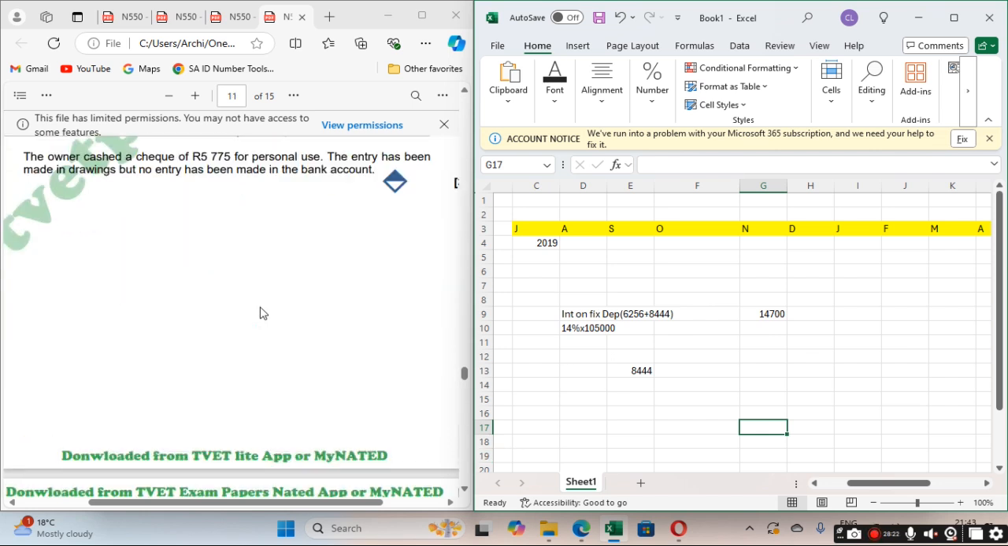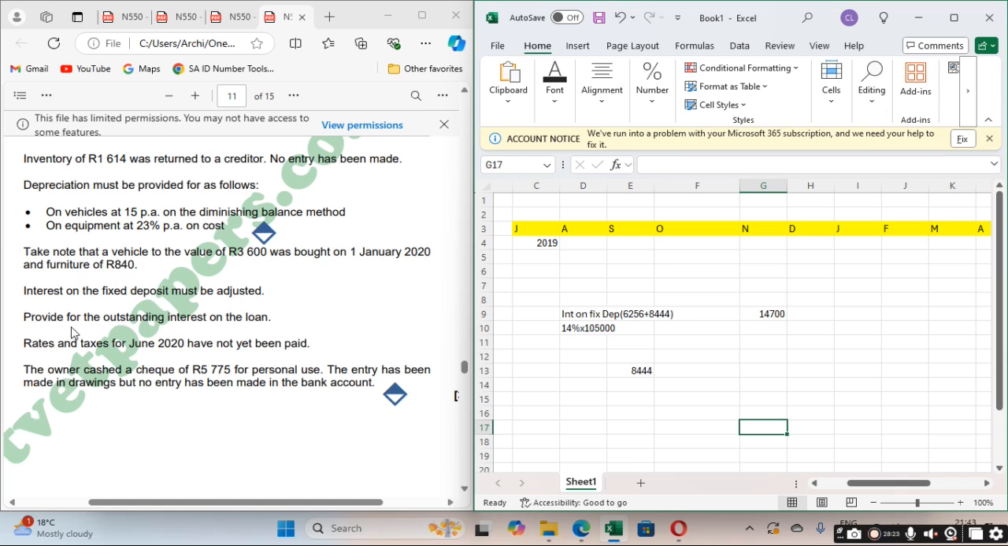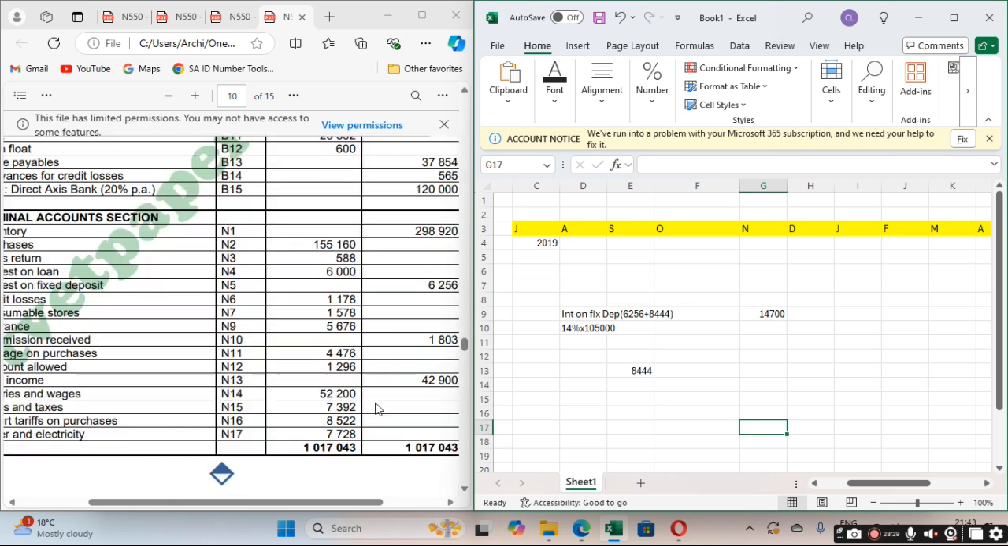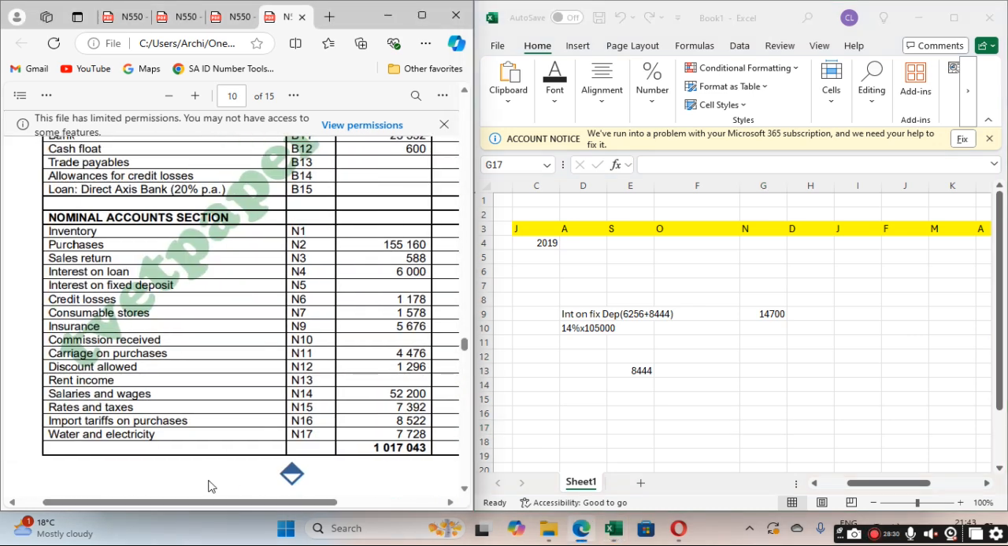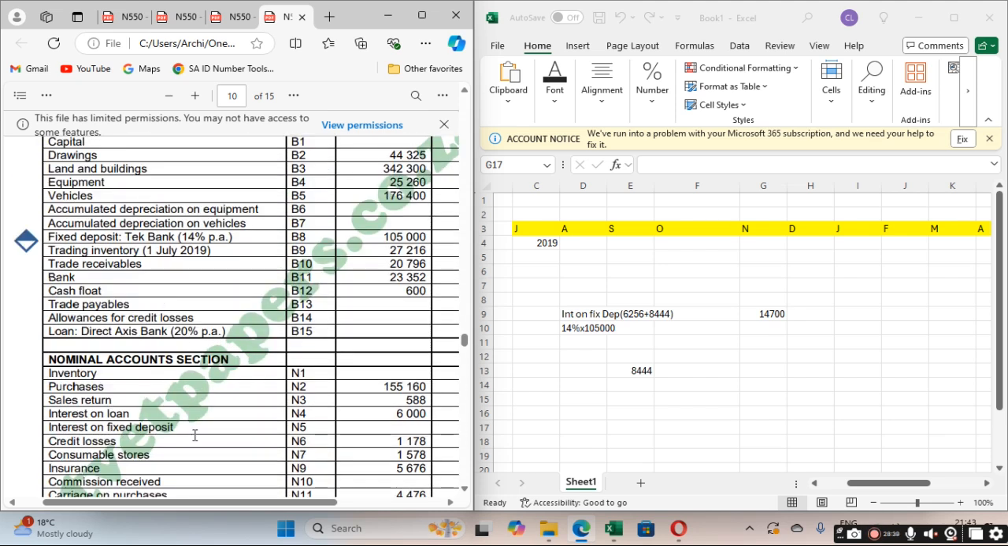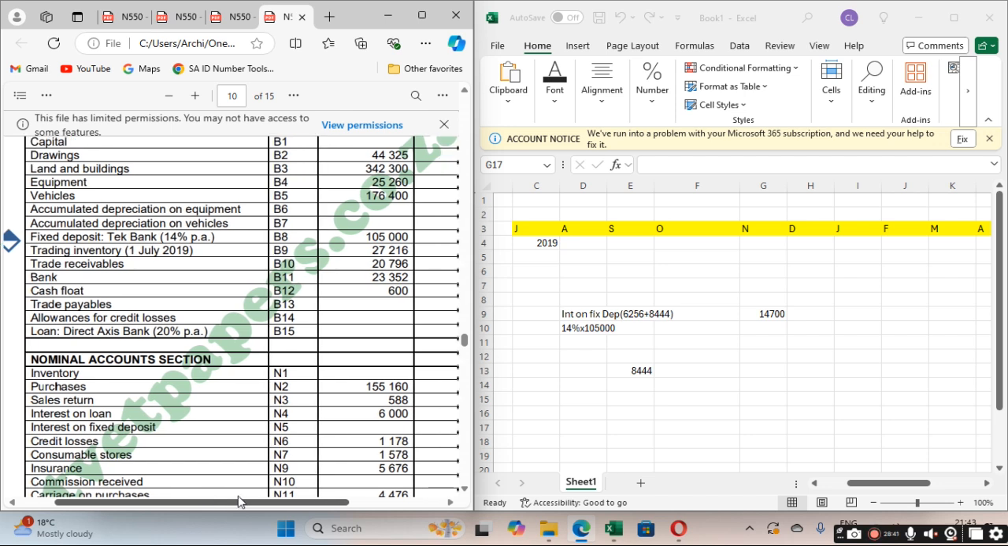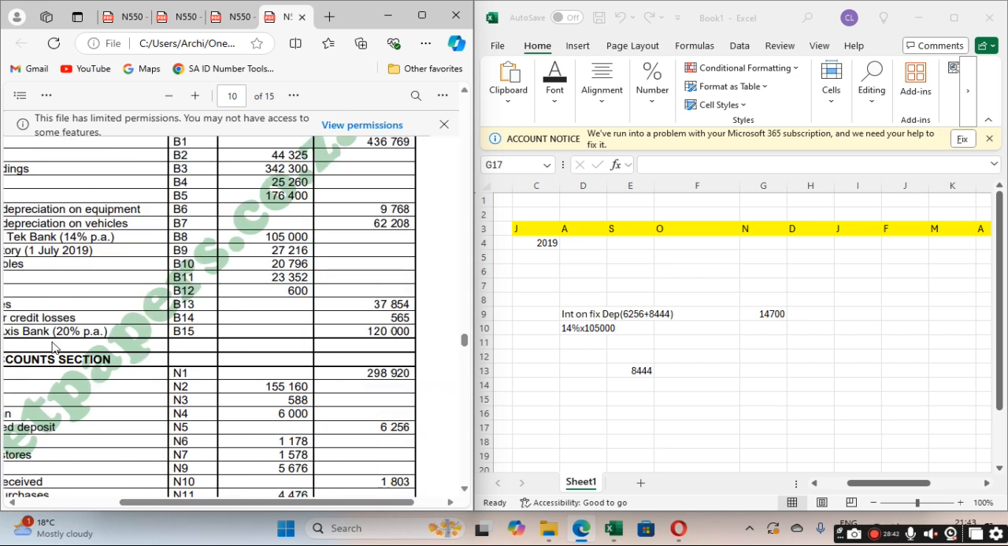So we're moving on from there. This was straightforward. Provide for the outstanding interest on loan. So this loan also, you're going to follow the same steps that I did when doing the interest on fixed deposit, because you're going to check. They said it's 20% per annum. Total amount of loan, we've already done a similar transaction like this on the previous question paper I was doing. So just go back and rewatch that video, or you can do it exactly the same way as we did the fixed deposit.